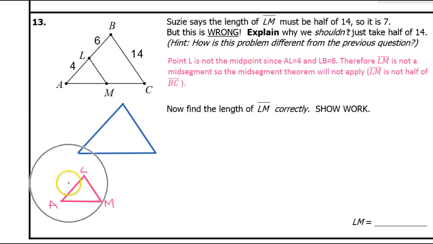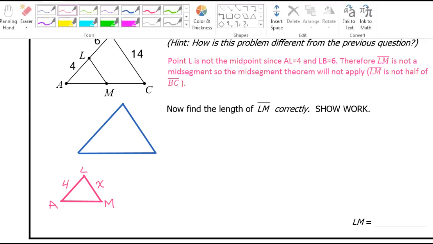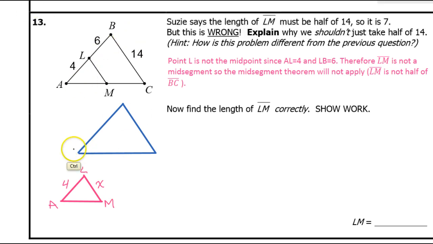And I know that AL is 4. And LM is the thing I'm trying to find, so I'm going to put an x on that. Now the larger triangle, this is triangle A, B, C. I know that side BC is 14, so I'm going to put a 14 on that. And what about AB? I see the 4 and the 6. Together that's 10. So AB is 10. I see I have corresponding sides here, so I should be able to easily make a proportion.